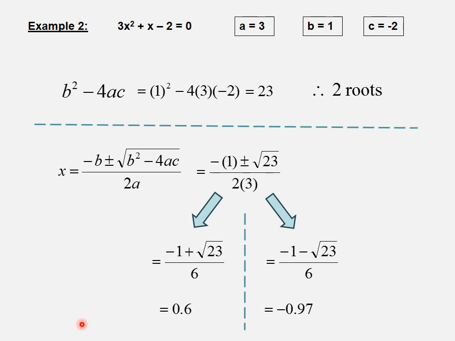Normally rounding to 1 or 2 decimal places is okay. So check that you can actually get those answers in your calculator, and now you should be able to do questions using the quadratic formula to solve for roots, or in other words, find the x-intercepts of your parabola.